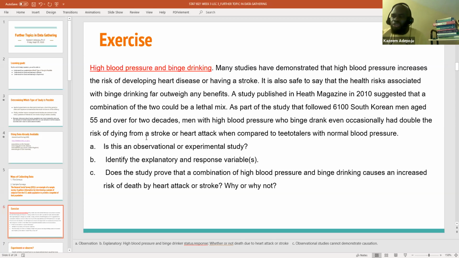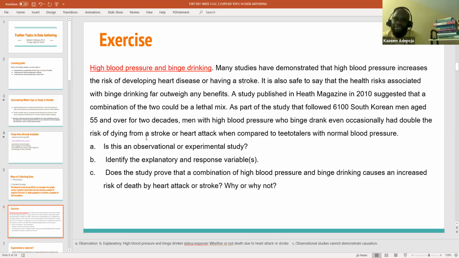Now, it is also safe to say that the health risks associated with binge drinking far outweigh any benefits. A study published in Health magazine in 2010 suggested that a combination of the two could be a lethal mix. As part of the study that followed 6,100 South Korean men aged 55 and over for 2 decades, men with high blood pressure who got drunk even occasionally had double the risk of dying from a stroke or a heart attack when compared to teetotalers with normal blood pressure.